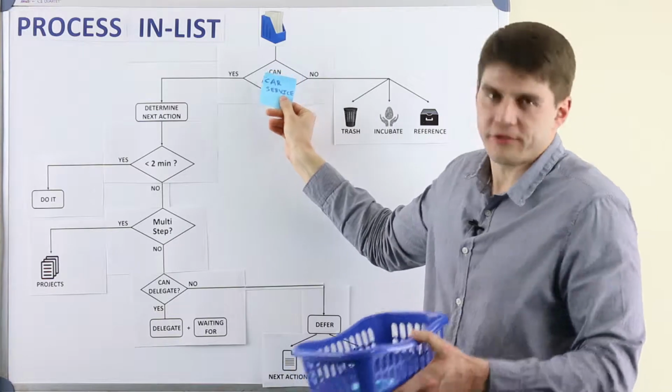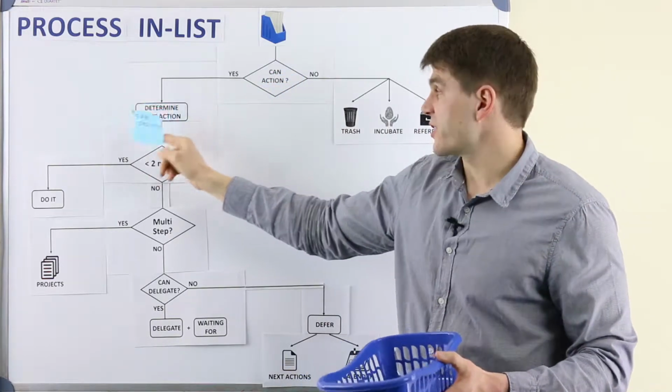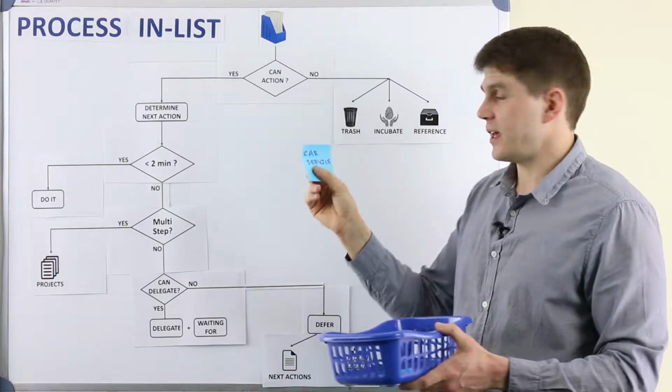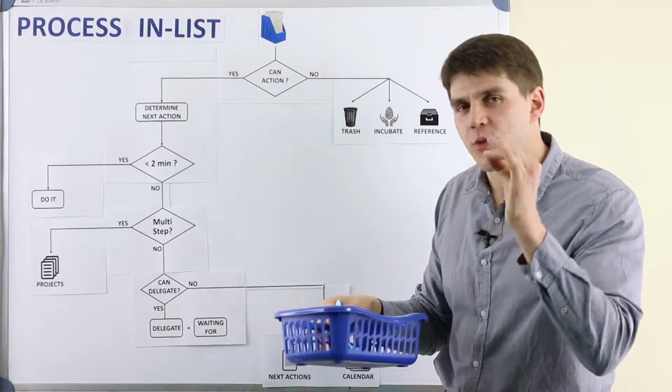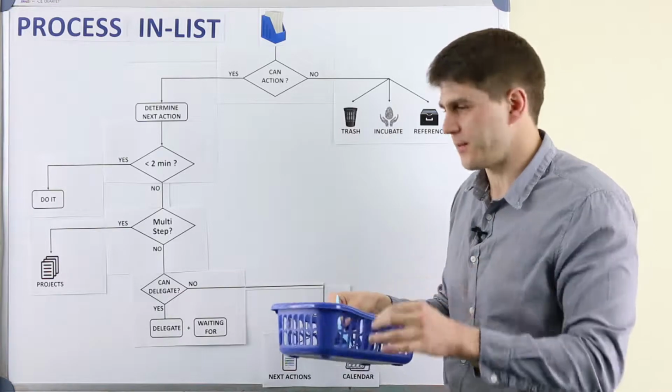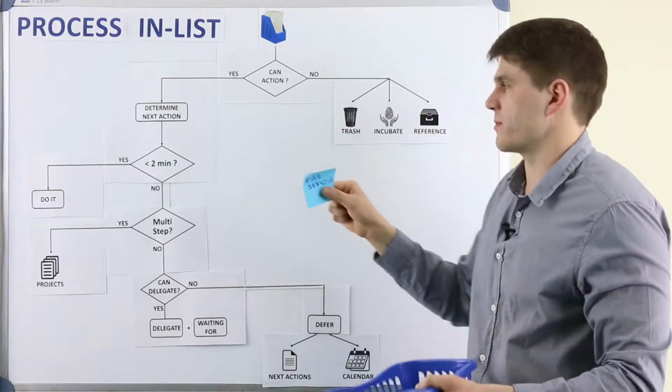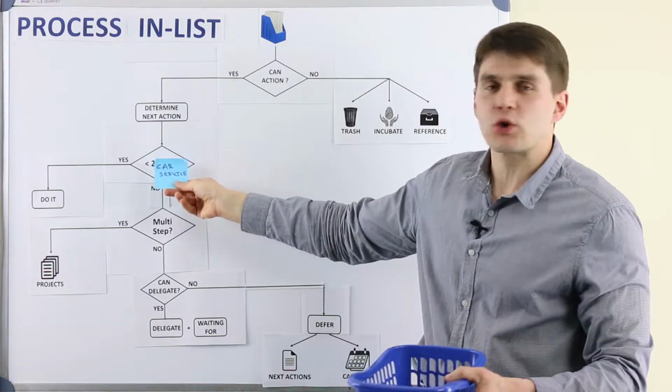Now, is it actionable? Of course. Determine the next action. Once again, it can't just say car service. No way. You're going to say, what's the next action? Brilliant question. What's the next action? The next action, call the service department and write down the number of the department. Now, can you do it in less than 2 minutes?